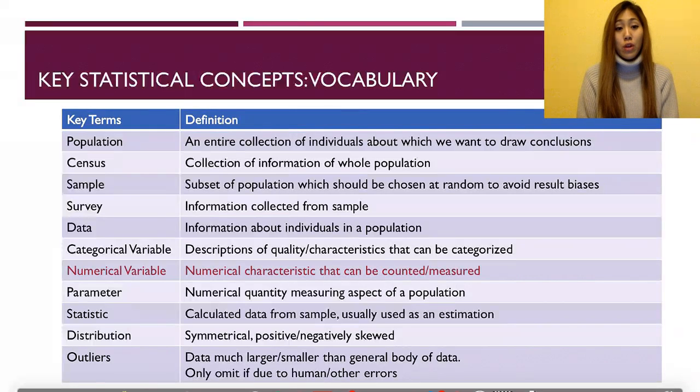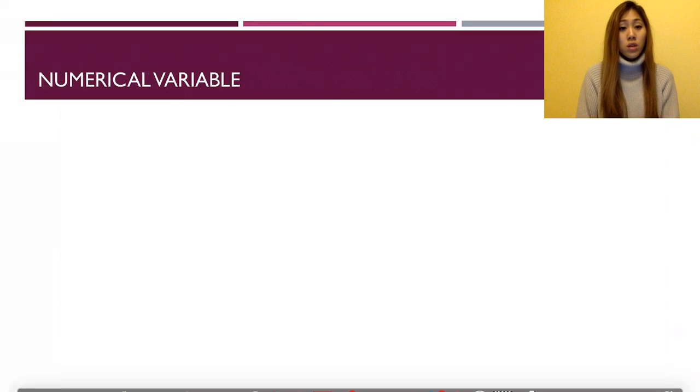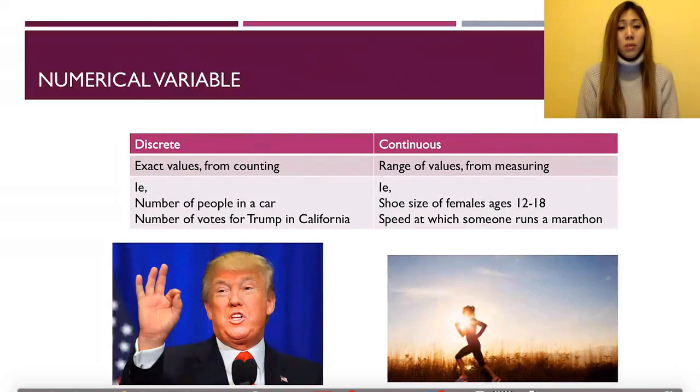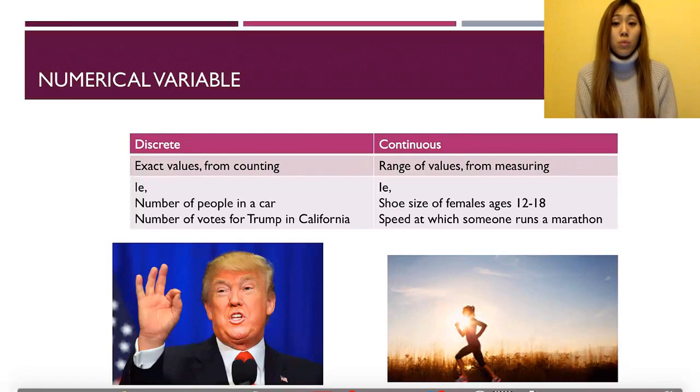We're going to look at numerical variables first. Numerical variables can be categorized as discrete or continuous. Discrete is something that you can count, so they're integers, like 1, 2, 3, 4, 5. Continuous is a range of values. So an example of discrete is the number of people in a car, you can count, there are 3 people in the car, 4. Number of votes for Trump in California, you can count them up.